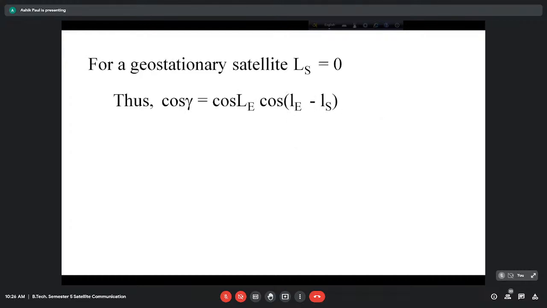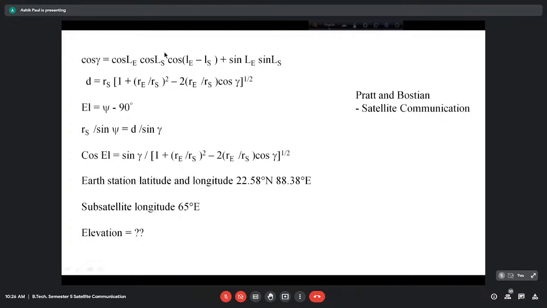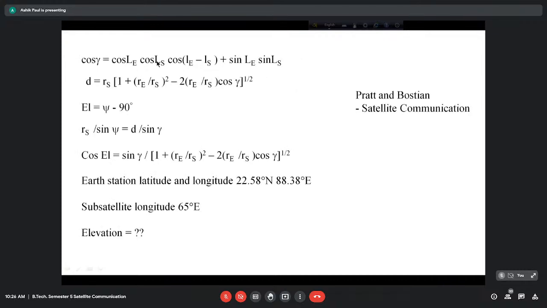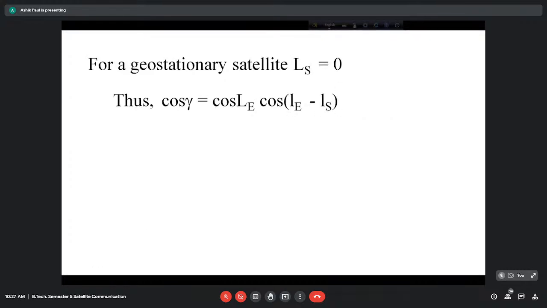In that last expression for the calculation, for a geostationary satellite the subsatellite point north latitude will be 0, so that term will simplify. Because this ls is 0, the entire second term will be 0. So you will be left with only the cosine of the Earth station north latitude and this term, because this will be 1. So for a geostationary satellite, some simplification does take place in that equation.